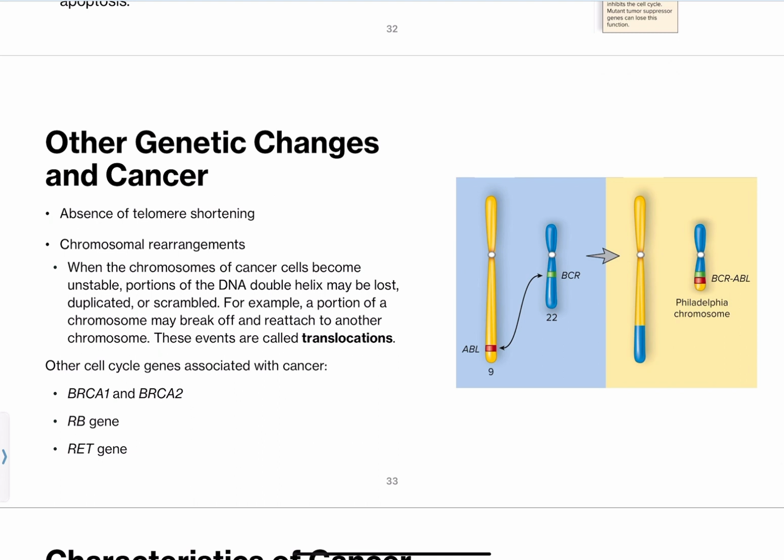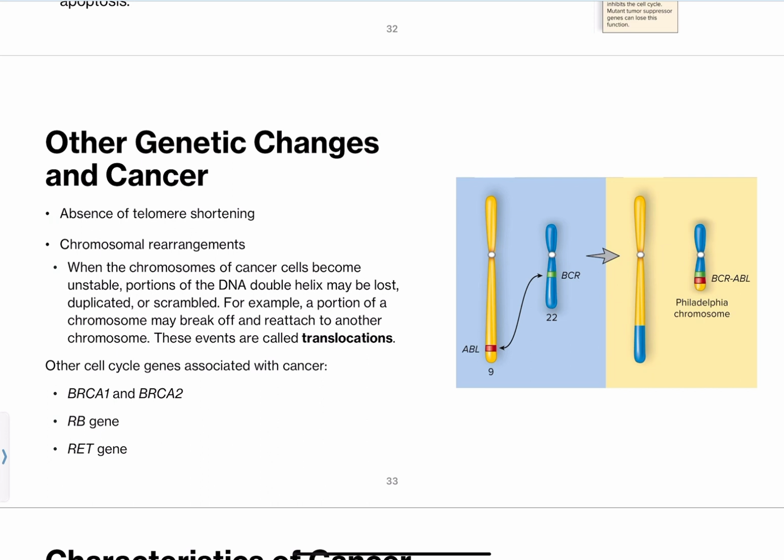So some of the well-known genes that are associated with cancer include BRCA1 and BRCA2, which are linked to breast and ovarian cancers. There's also the RB gene, which is associated with eye cancer, retinoblastoma, and the RET gene, which is linked to thyroid cancer.